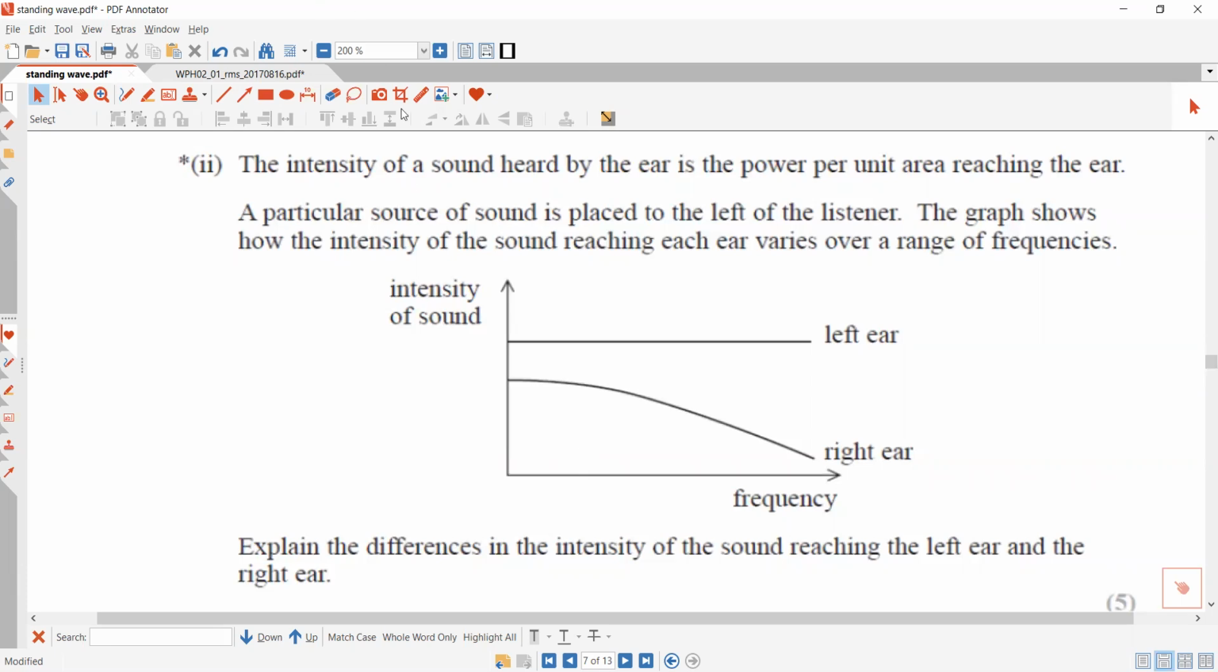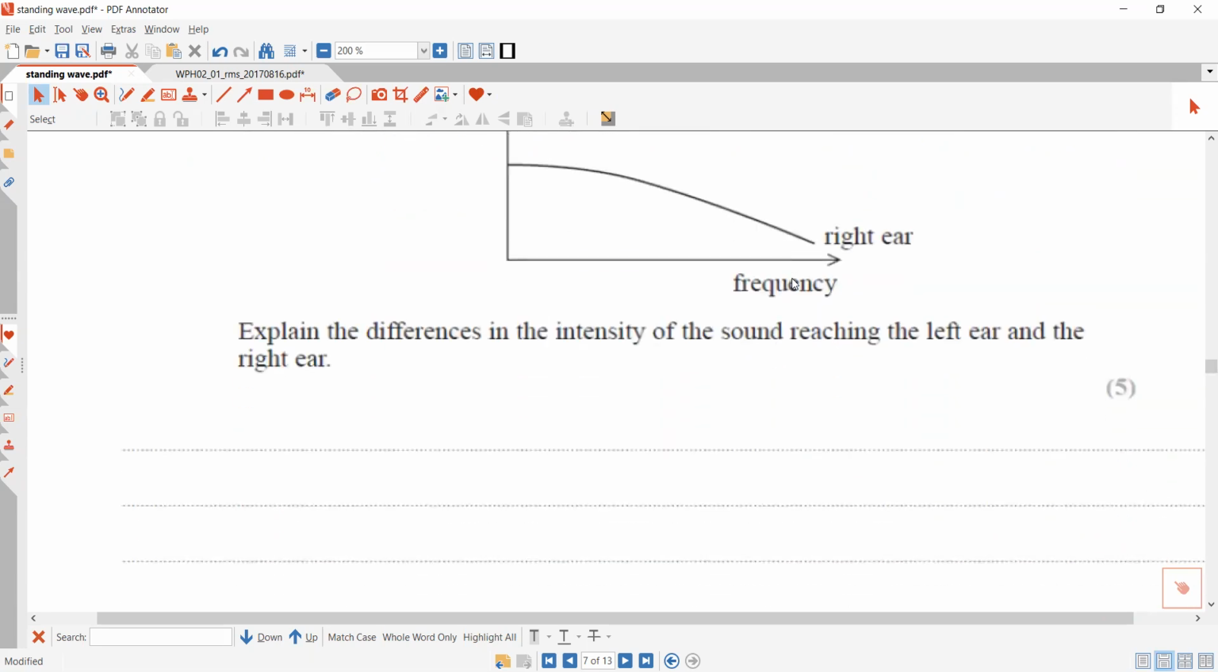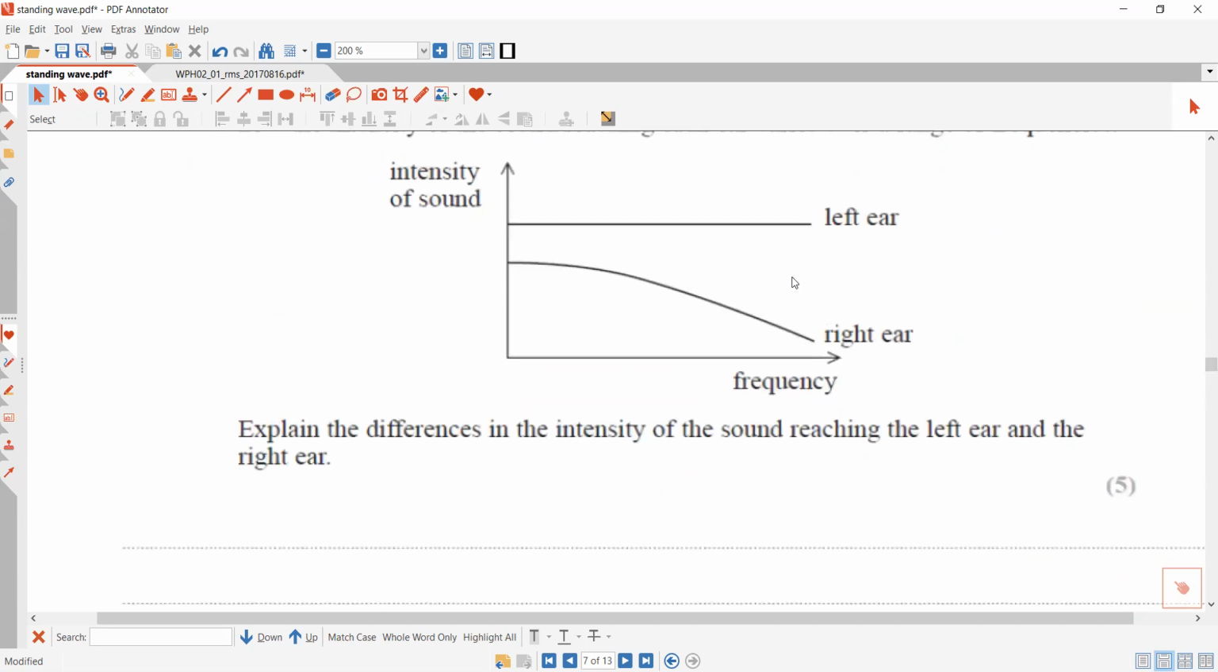So you can see for the left ear it is the same all the time, doesn't matter. For the left ear the intensity of sound is constant. For the right ear it's dropping as the frequency is increasing. Why? Explain the difference in the intensities. 5 marks. I'll pause the video. Let me discuss the answers with you all.